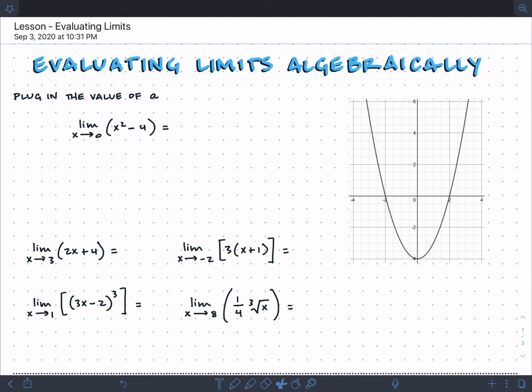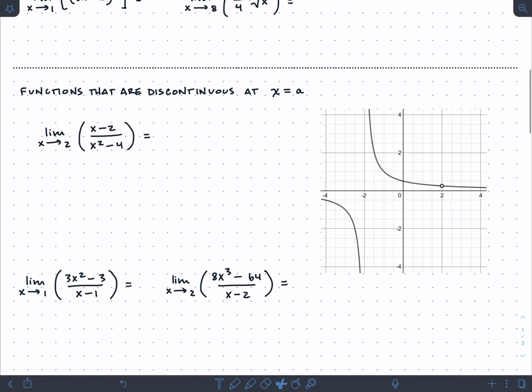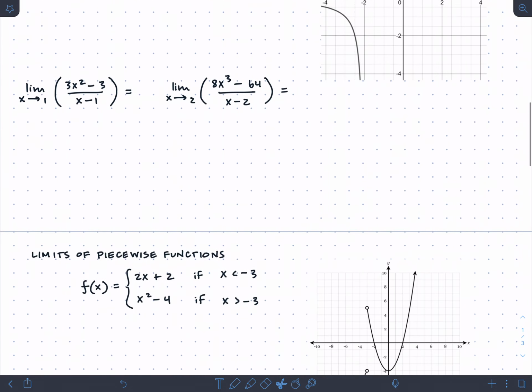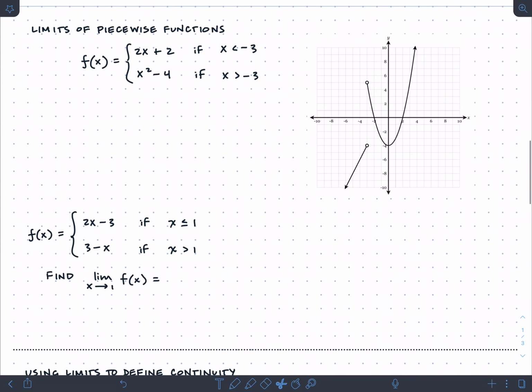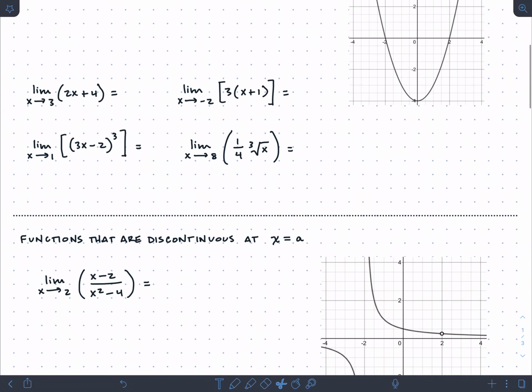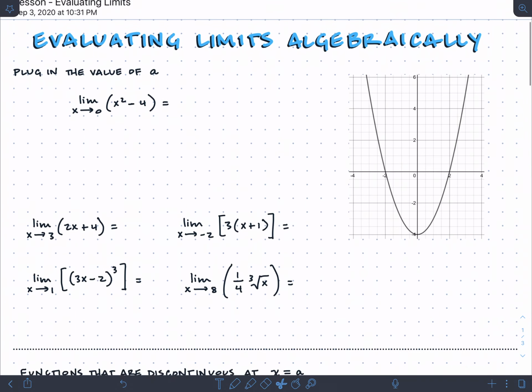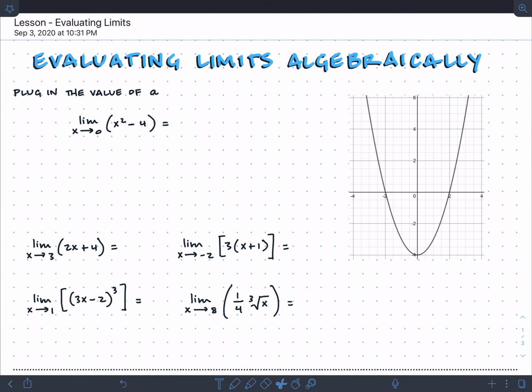So this lesson is all about how we evaluate limits algebraically. You're going to notice that I have some graphs here, and they are just for reference for the functions that we use. But the goal of this lesson is to show us how to evaluate a limit when we don't have a graph.